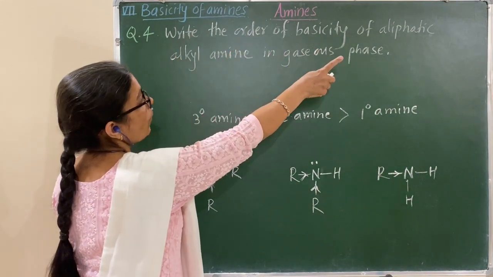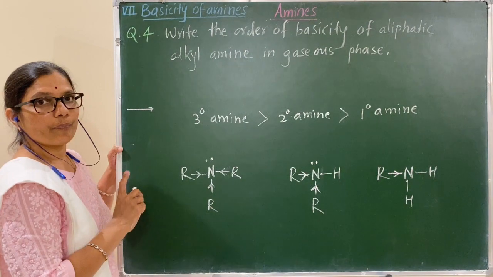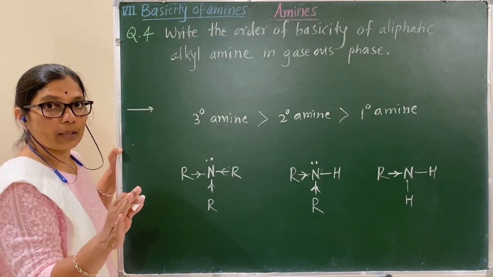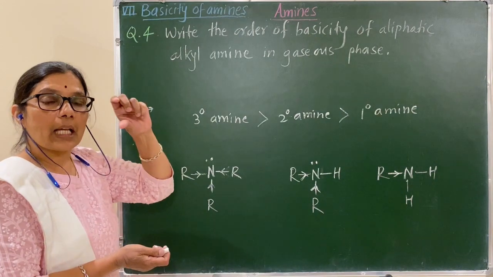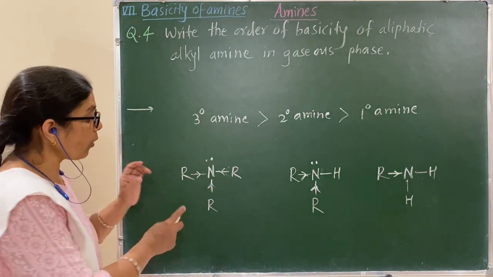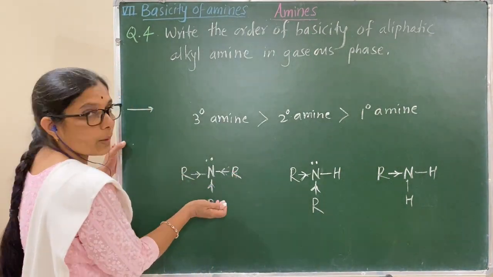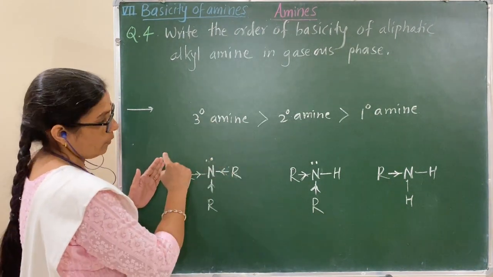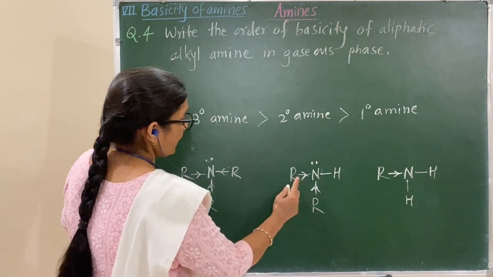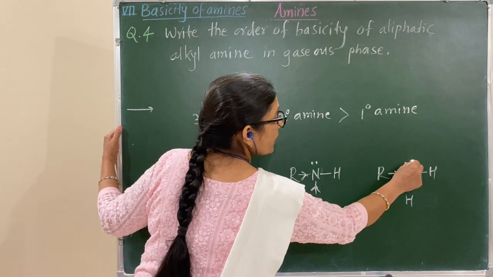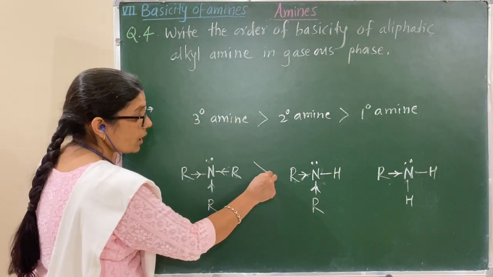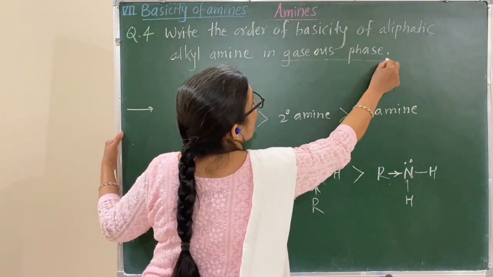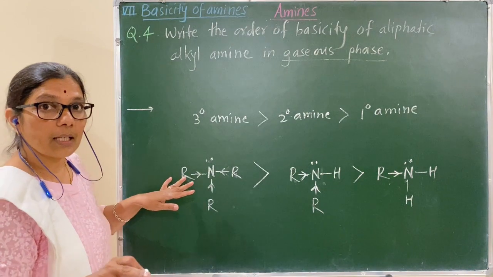Write the order of basicity of aliphatic alkyl amines in the gaseous phase. Gaseous phase means they will not dissolve in water. There is no aqueous solution, no solvation. That is, consider only the plus I effect, the electron donating inductive effect of the alkyl group. Here there are 3 alkyl groups, therefore more electron donating, so the pair is more available. Here 2 alkyl groups, less available than this. Here only 1 alkyl group, therefore less available than this. Therefore tertiary amines are more basic than secondary, which are more basic than primary in the gaseous phase, because we do not consider the solvation effect. Okay.